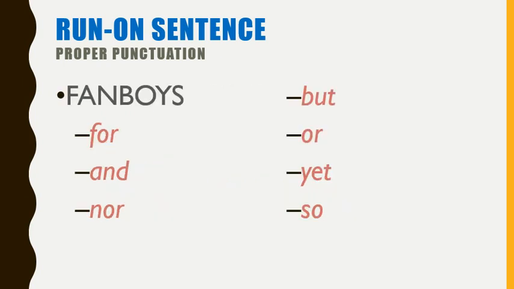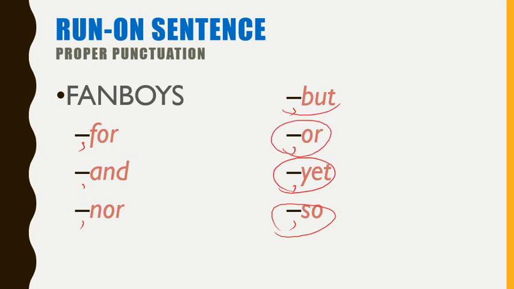What are fanboys? These are your words: for, and, nor, but, or, yet, and so. Why they're important is these are the words that get used when you're trying to fix run-on sentences. If you have a clause and another clause and you want to connect them, you can use a comma and then this conjunction: comma and, comma nor, comma but, comma or, comma yet, comma so. If you have them together in sets like that with a comma and that particular conjunction that belongs to the fanboys, then this is a correct connection between two sentences.